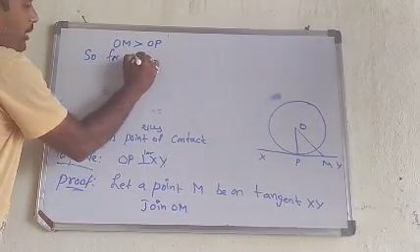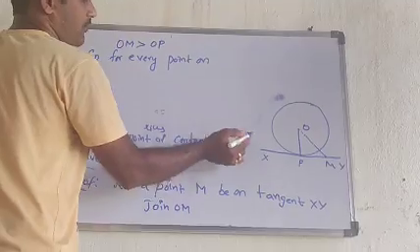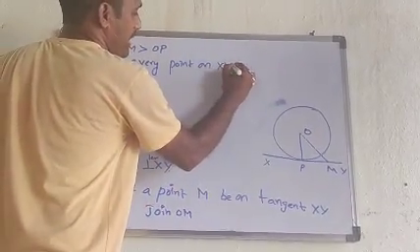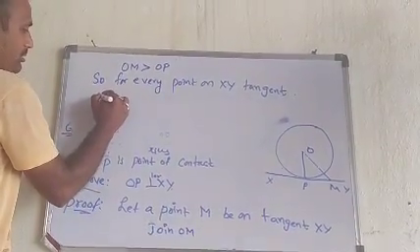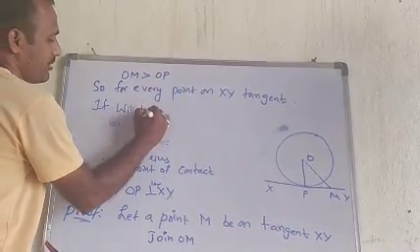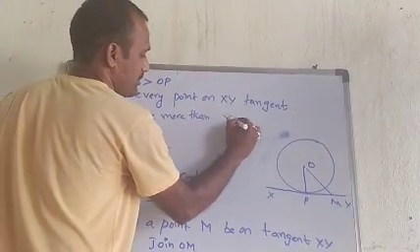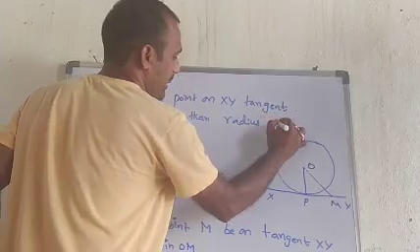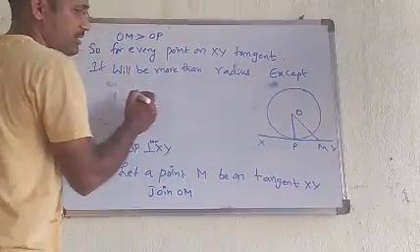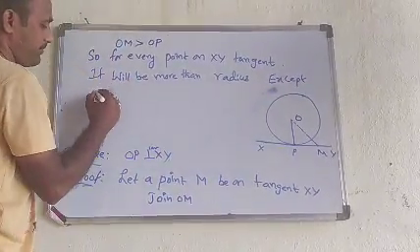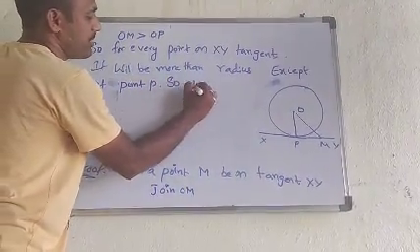So for every point on the tangent XY, the length will be more than the radius, except at point P. At point P, OP is the only shortest one.